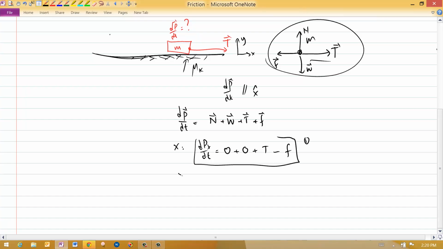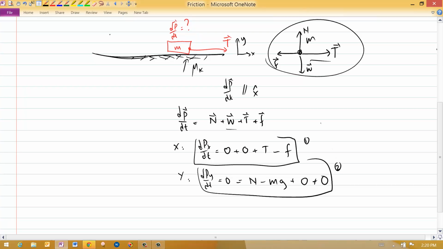In the y direction, what I have is dpy/dt, which equals 0 because the block stays on the surface. The y component of the velocity is 0 and it stays 0. That is equal to the y component of the normal force, which is N, the y component of the weight, which is minus mg, the y component of the tension is 0, and the y component of the friction is 0. That is equation 2. We have 2 equations now.